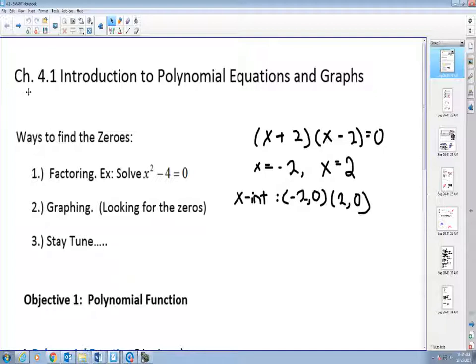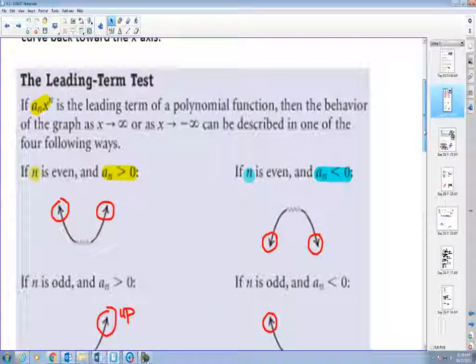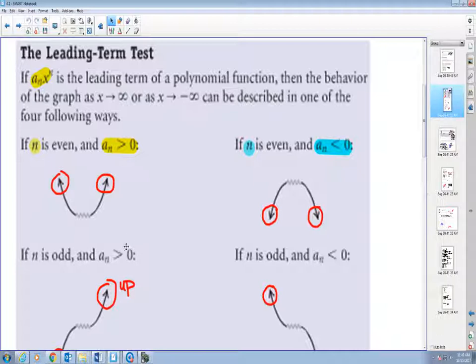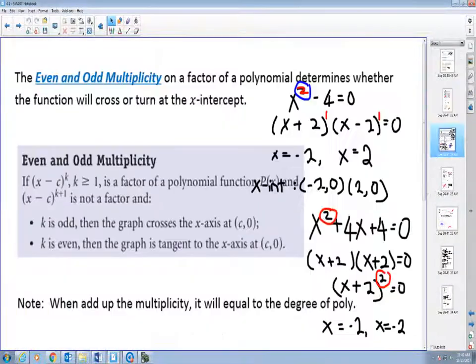So we began talking about different theorems in 4.1 where we have a leading term test that gives us an idea, okay, what our polynomial function will look like. And then we talk about even and odd multiplicity on the factors of our polynomial. If a polynomial is factorable, then we can begin to look at the exponent on the factor. It will tell me whether my graph will cross or turn at those x-intercepts. And then we use both of these theorems to do a lot of examples.